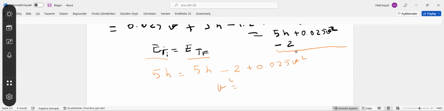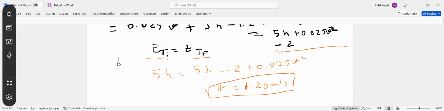And finally, v square, or I can write directly the result. H will be, what was it? 1 point... Please come here. 1.20 m/s. Okay, this is my result. Okay, guys, we can move to other questions.